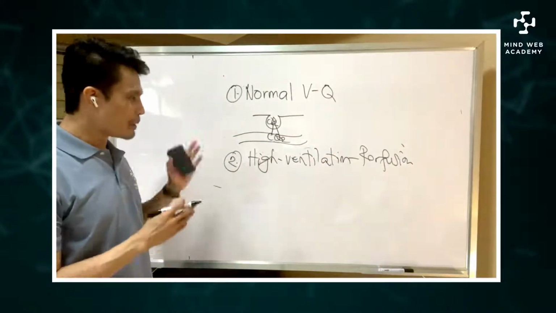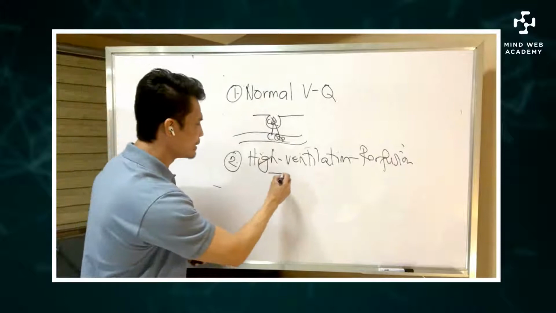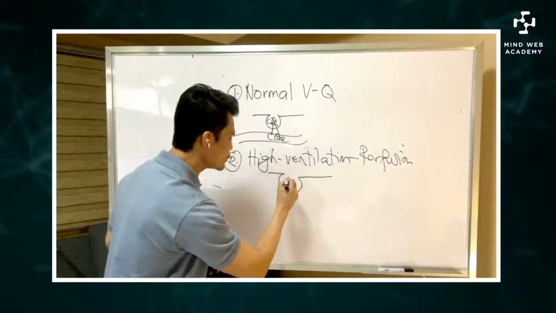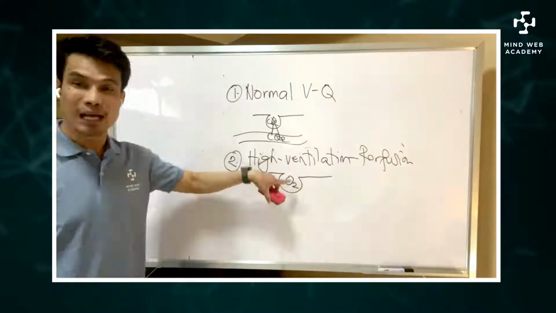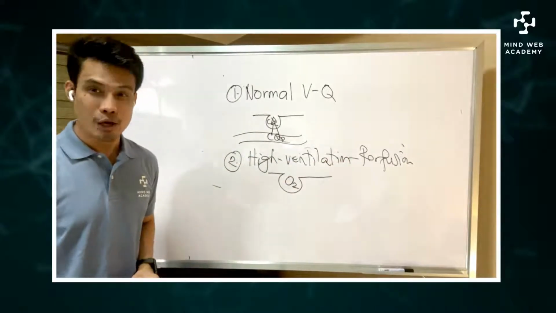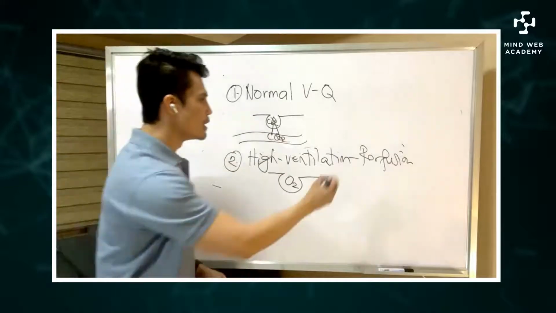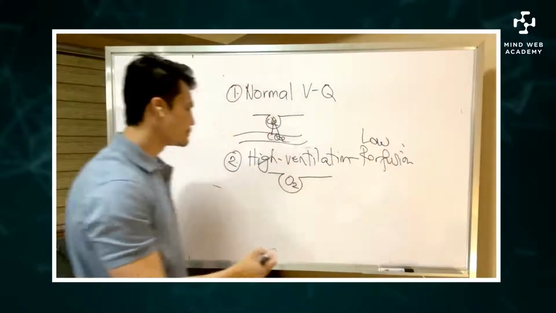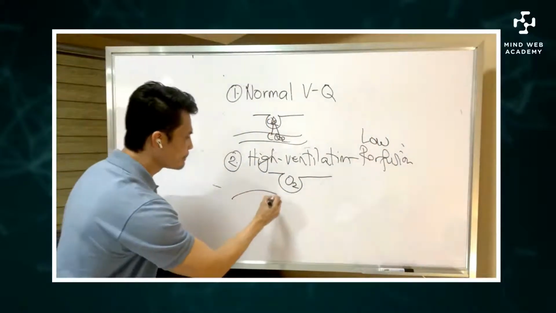Tama po ba? So if I'm going to represent that, ito yung nangyari. Maganda po ang oxygenation sa alveolus natin, pero ang perfusion naman natin is low. So we have high ventilation, low perfusion. So this is what is going to happen.